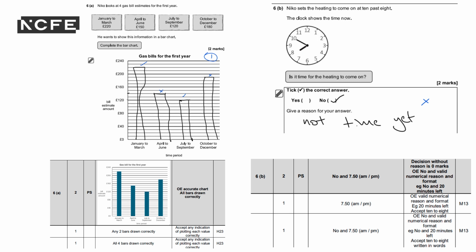And for 6B, again, they are giving a decision, but they are not backing it up with a valid numerical reason. It's not time yet. No, it's 10 to 8, whereas we want the heating on. It's going to come on at 10 past 8. So, yeah, it's not time yet. Factually true, but we need a numerical reason.